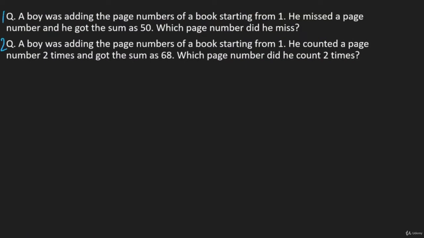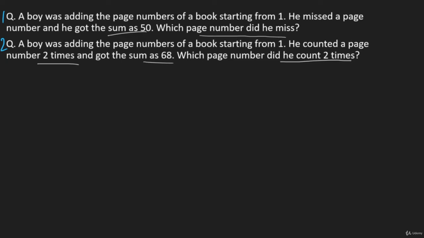The first one reads, a boy was adding the page numbers of a book starting from 1. He missed a page number and he got the sum as 50, right? Now, we need to find which page number did he miss. The second question says, a boy was adding the page numbers of a book starting from 1. He counted a page number 2 times and got the sum as 68. Which page number did he count 2 times? Alright, pause the video, give it a try, and then we'll do it together.